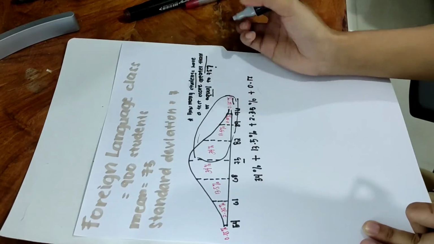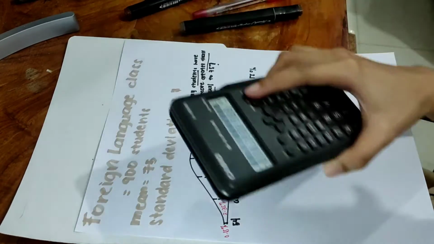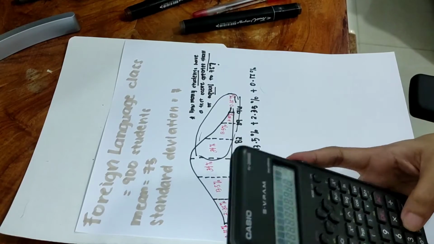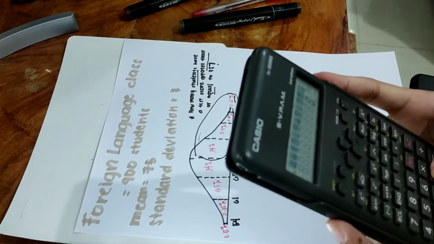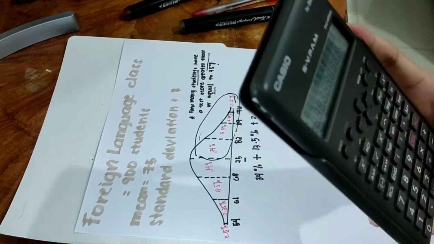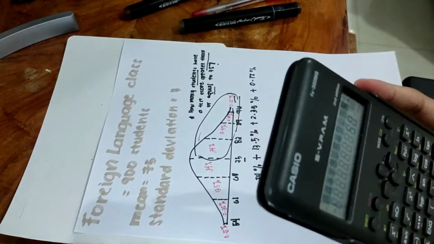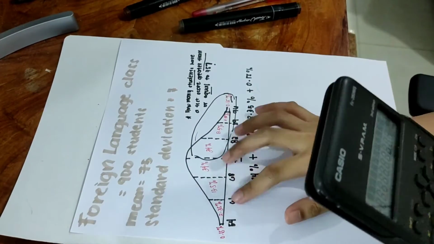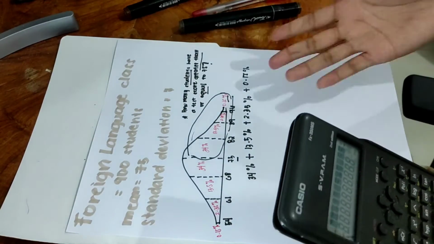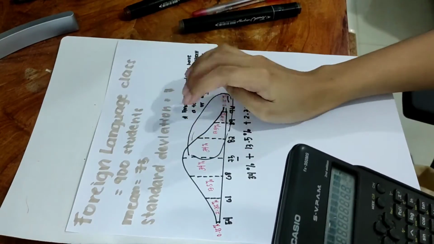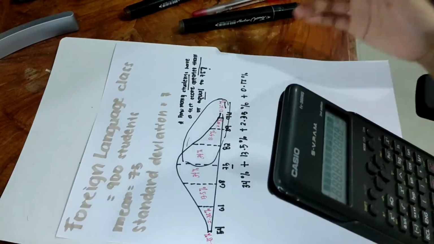Ay, buong right side, I mean. So, let's add that. 34 plus 13.5 plus 2.35 plus 0.15. Ang dapat kakalabasan nito ay 50%. So, tama tayo, 50%, kasi buong bell-shaped curve or buong figure na to ay equivalent sa 100%. So, kalahati, 50%, and kalahati ay 50%. If you add that two, you'll get 100%.